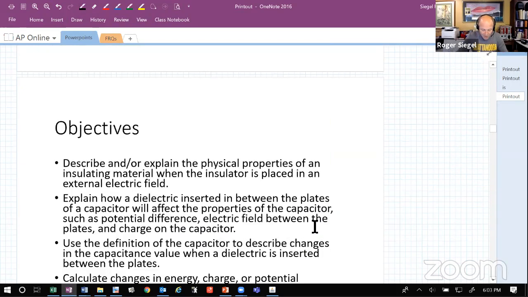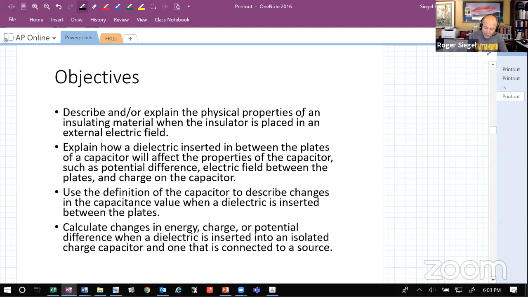All right, so our objective today is to describe or explain the physical properties of an insulating material when the insulator is placed in an external electric field. Explain how a dielectric inserted in between the plates of a capacitor will affect the properties of the capacitor, such as the potential difference, electric field between the plates, and charge on the capacitor. Use the definition of the capacitor to describe changes in the capacitance value when a dielectric is inserted between the plates. Calculate changes in energy, charge, or potential difference when a dielectric is inserted into an isolated charged capacitor and one that is connected to a source.